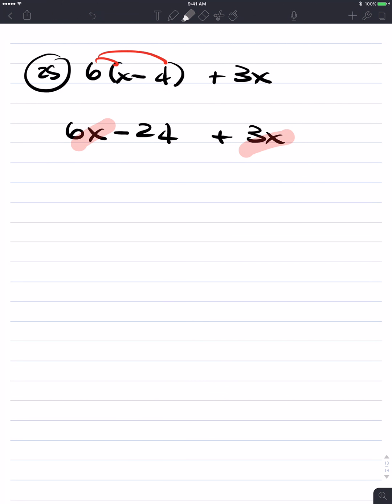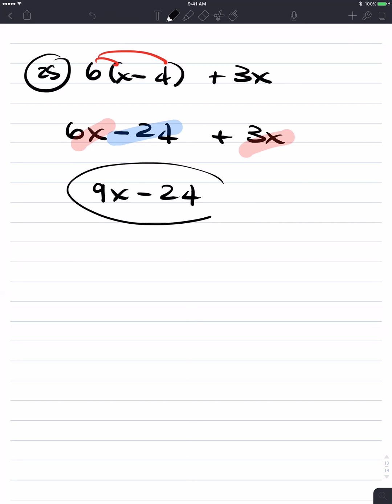6x and a 3x. 6x and 3x gives us 9x. The single value here of a negative 24 is all alone. We can't combine it with anything else. There is no other numbers. So you're done.